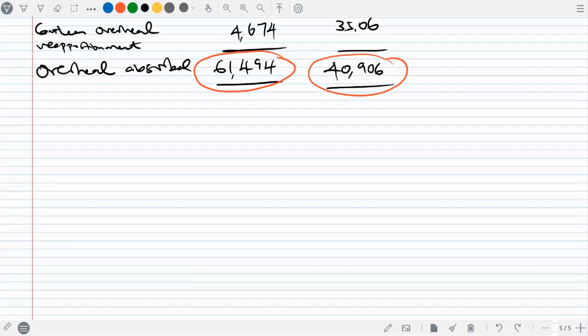Next, once you're able to determine that, the absorption, we are told, is going to be based on the machine hours. So we need to determine how many machine hours we had for the preparation department and how many machine hours we had for the assembly department. So here the basis is the use of machine hours.